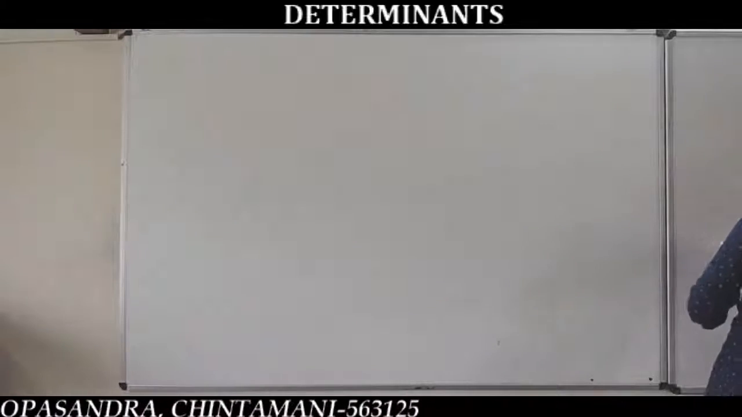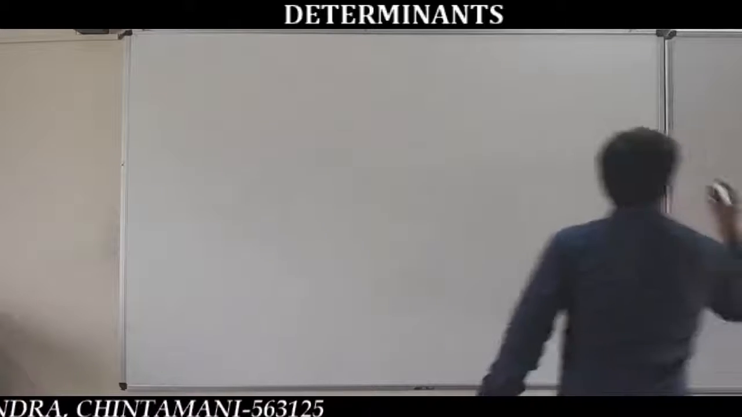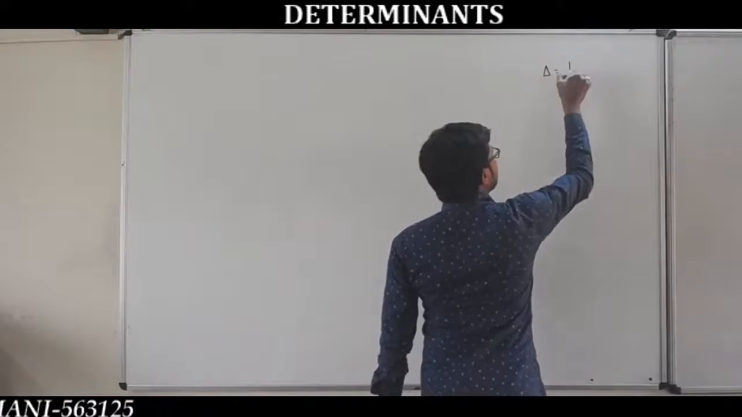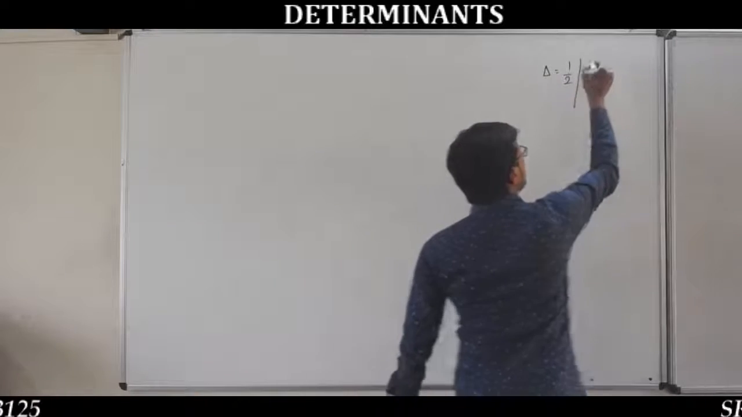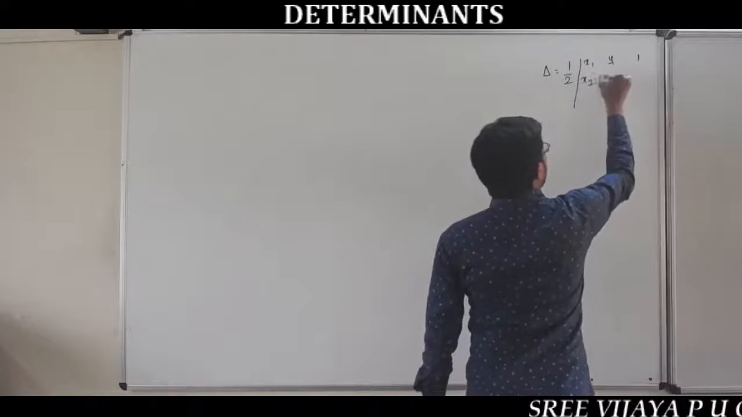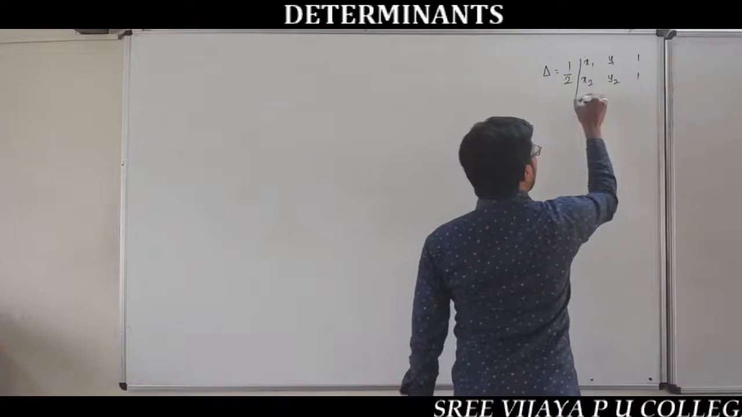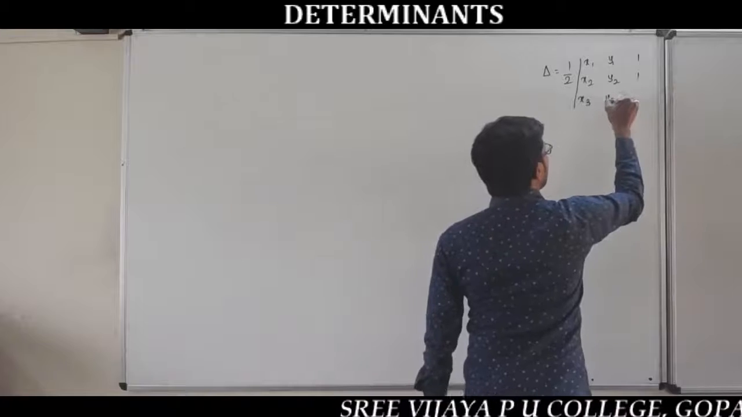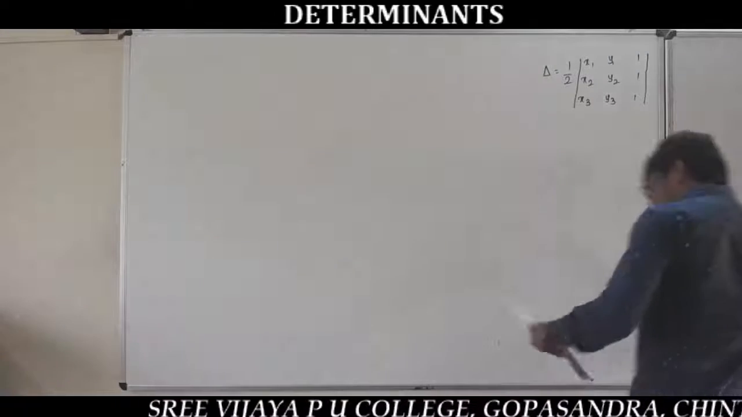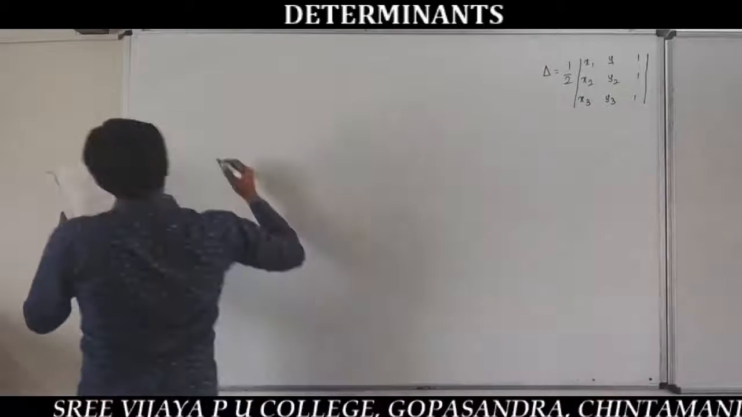So okay, you already know the formula, right? So what is the formula? The area of the triangle, or simply you can write it as delta. Delta is equal to 1 by 2 times the determinant of x1, y1, 1, x2, y2, 1, x3, y3, 1. Okay, so based on this formula, we can solve the first one.